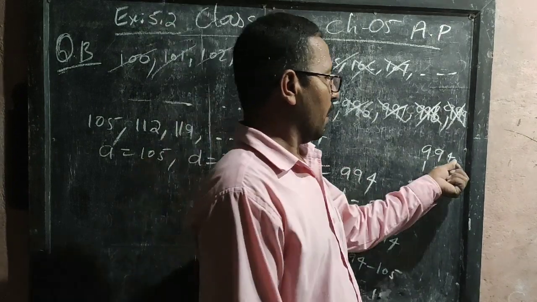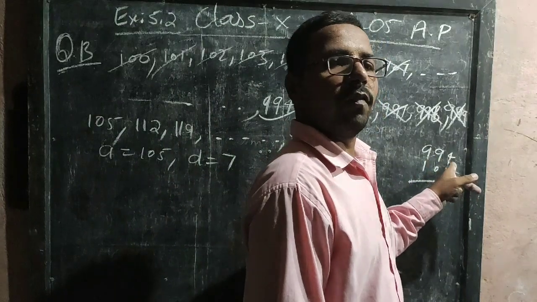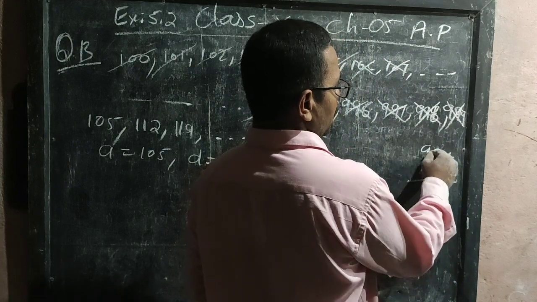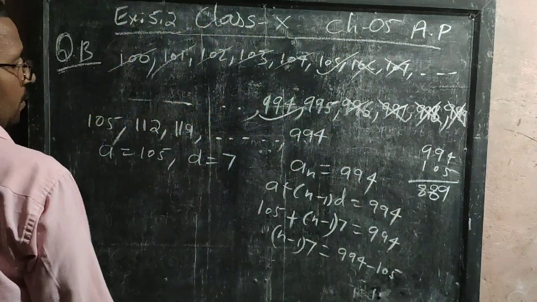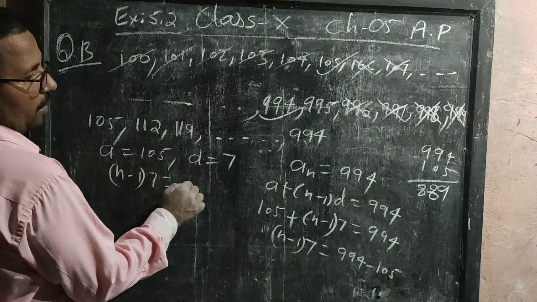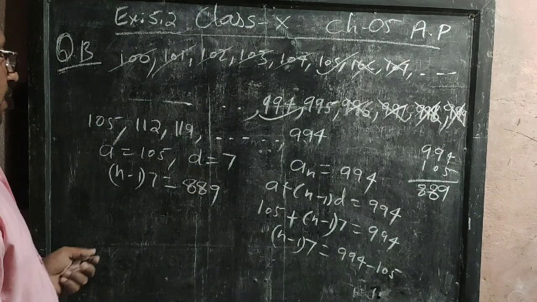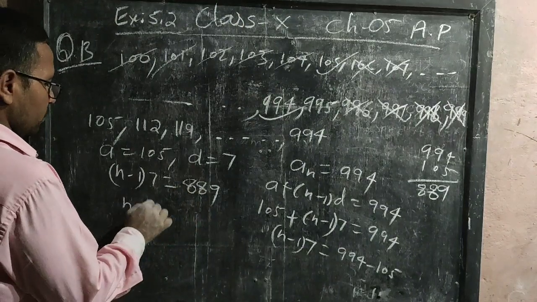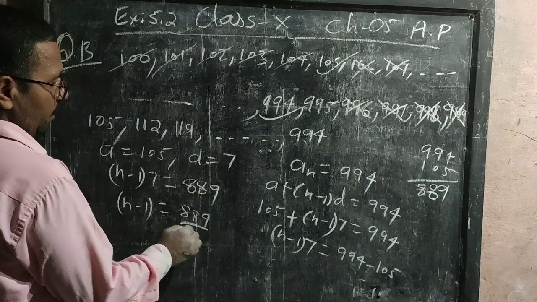Substituting 994 and 105: 4 cannot be subtracted from 5, so take a carry of 1. You will get 14, and 14 minus 5 is 9. So 8 is remaining here, 9 minus 1 is 8. So we are getting 889. So n minus 1 into 7 is equal to 889. This 7 is in multiplication, so it will go to division: n minus 1 is equal to 889 divided by 7.